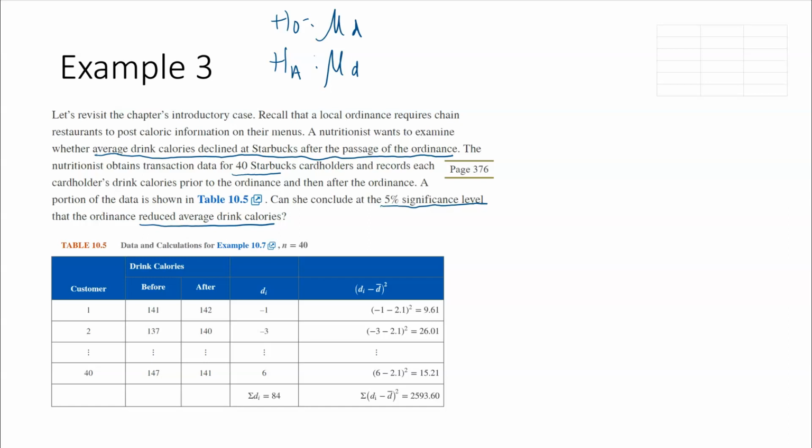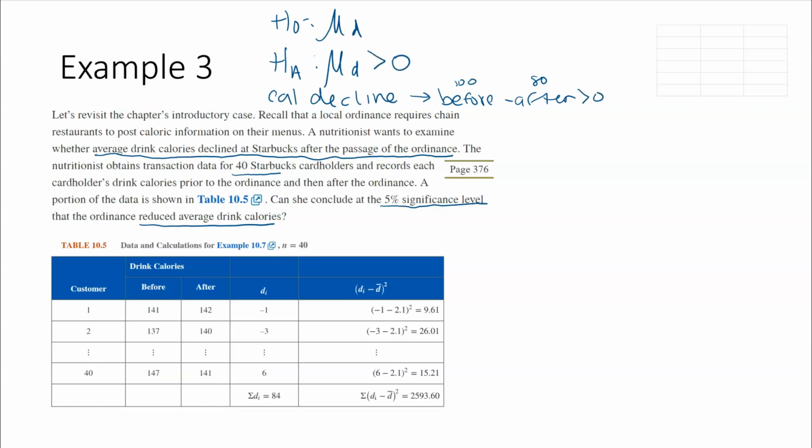So let's talk about this for a minute. Did the calories decline? That means before minus after. Let's say, what happened to the difference here? Let's say the drinks were at 100 calories before, and after they declined, that would be 80 calories left. So that actually means it would be a positive number. But what if it was 80 before and now it's 100? If you subtracted those, you get a negative number. So if it declines, we're really saying the difference is greater than 0.